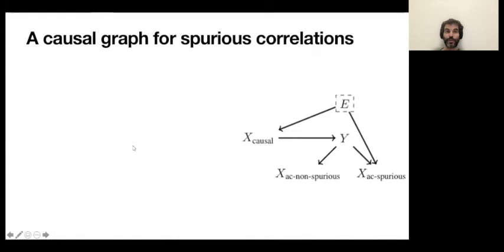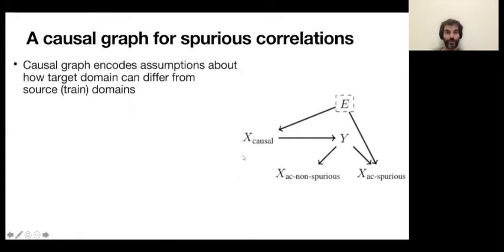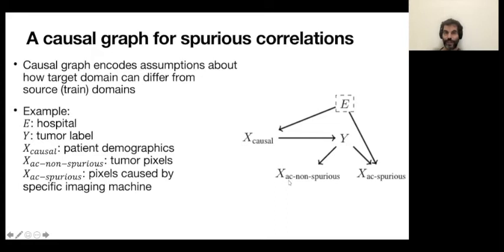Okay, so here's how we formalize this. So we assume we have the environment E, and it generates the causal features, which in turn generate the label. And then from the label, we have two types of features. Both are anti-causal, AC for anti-causal. One is spurious because it depends on the environment, and one is non-spurious.